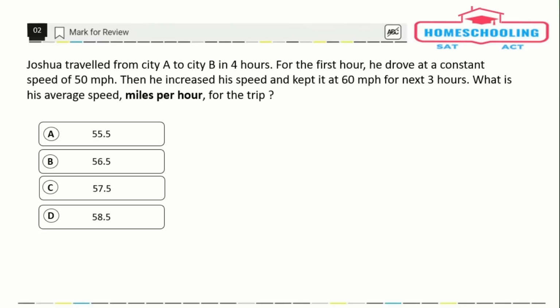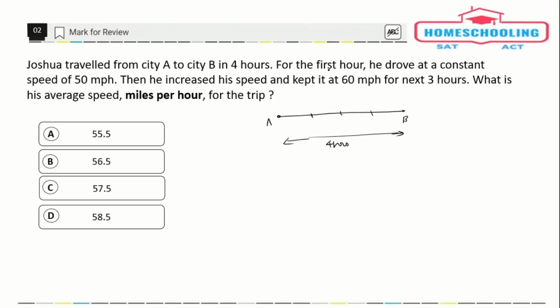Now let's move on to the next question. The question says that Joshua traveled from city A to city B in 4 hours. So let's say this is city A and he traveled to city B in 4 hours. The time to travel from city A to B is 4 hours. So this is your first hour, this is your second hour, this is your third, and this is your fourth hour.